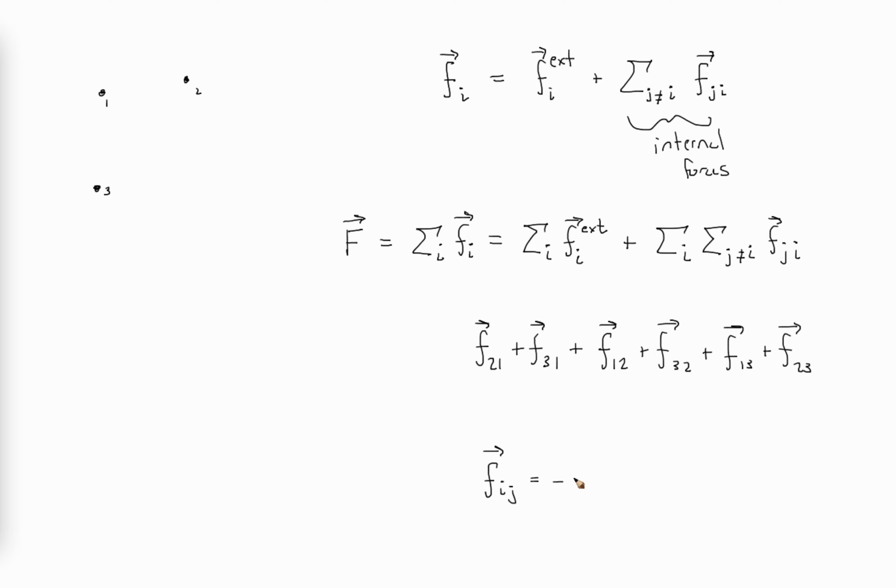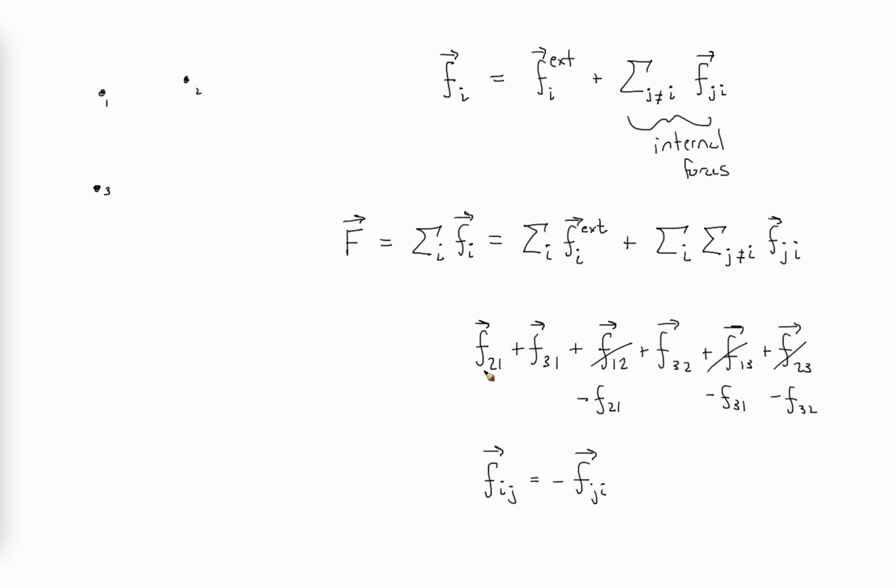But what Newton's third law tells us is that if we have an f_ij, then that's just going to be minus f_ji. This is equal and opposite. So in other words, this f_1,2 is the exact same thing as minus f_2,1. This f_1,3 is exactly the same thing as minus f_3,1. And this f_2,3 is exactly the same thing as minus f_3,2.